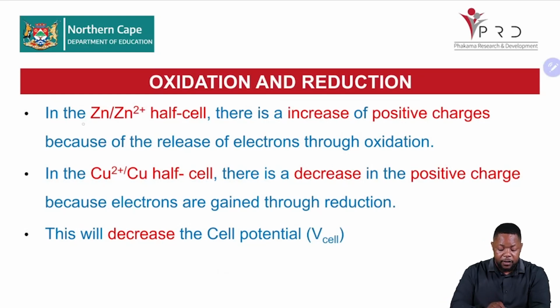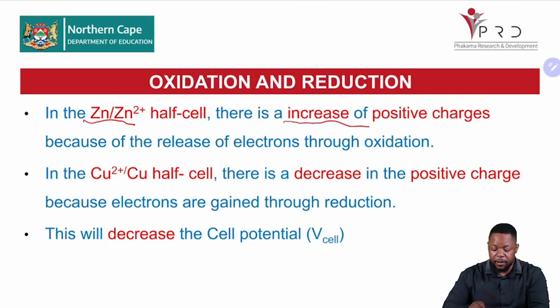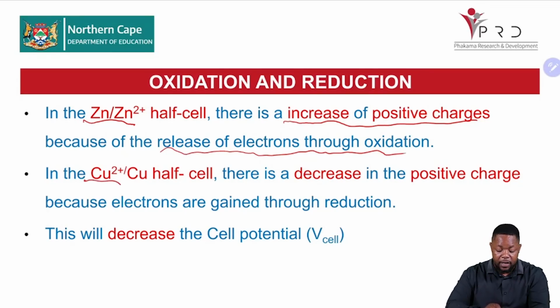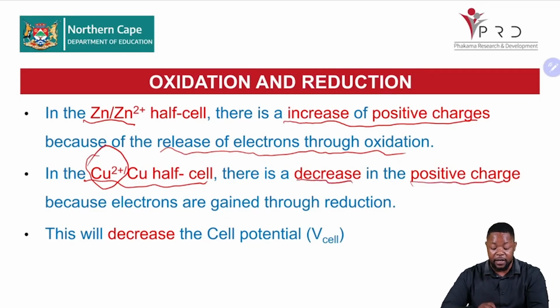Now, in the zinc half cell, there is an increase in positive charges because of the release of electrons. Electrons are negatively charged. If electrons are released, then the positive charge is going to increase. In the copper half cell, there is a decrease in positive charge because electrons are gained. Remember, the copper 2+ ions are positive, and as they gain negative electrons, there will be a decrease in positive charge.